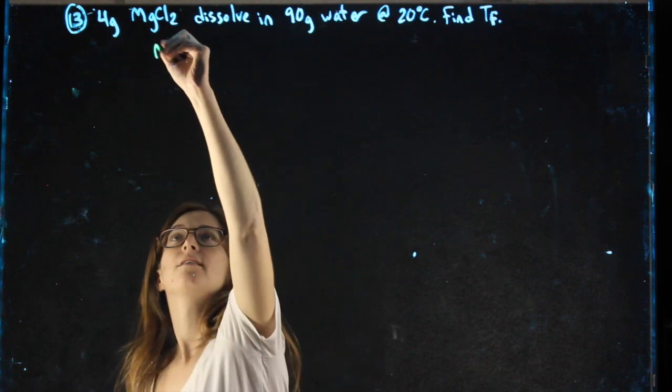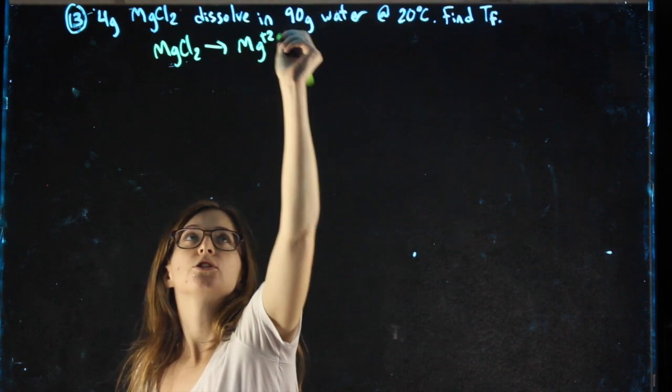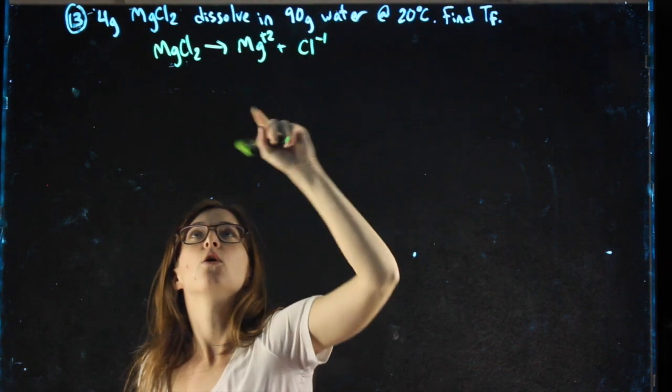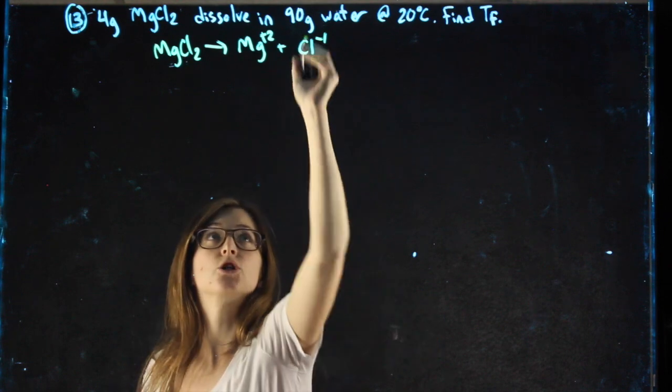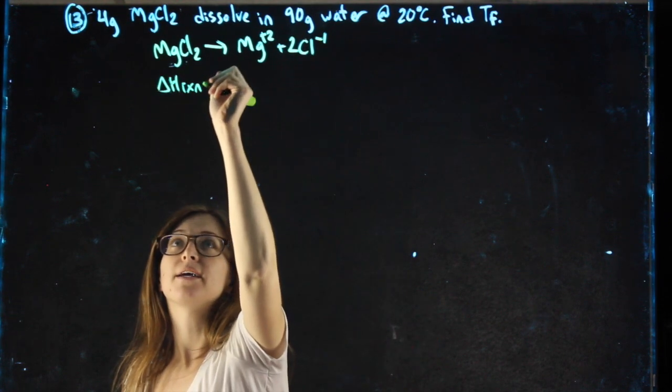MgCl2 dissolving means I can write a reaction. Dissolving means I get ions, which means no diatomics because they're not pure elements. Balancing, and then I can find my heat of reaction.